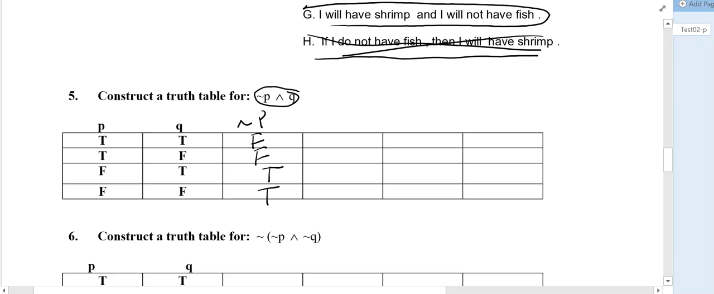Now I can construct the and statement. Not P and Q. I'm going to be working with this column and this column. It's an and, so I need both of them to be true. I don't have both true. I don't have both true. I do have them both true. I don't have them both true. So false, false, true, false. That is the truth table for that statement. Next one.